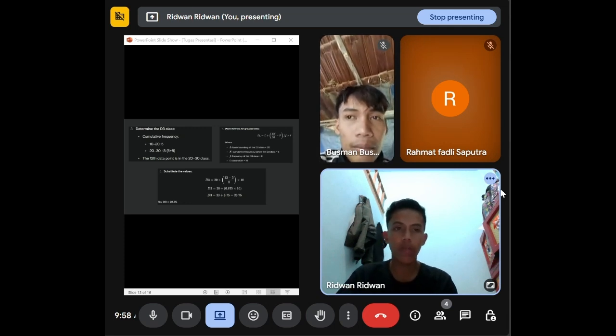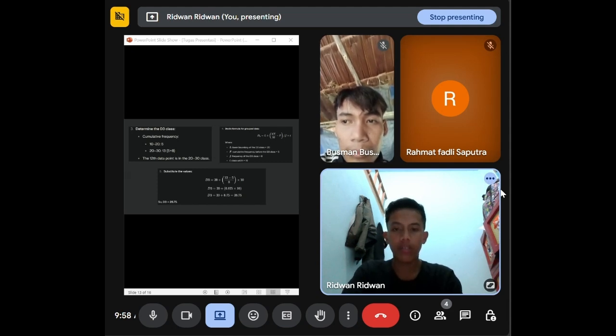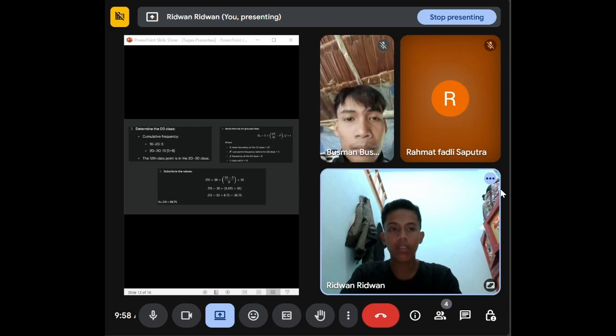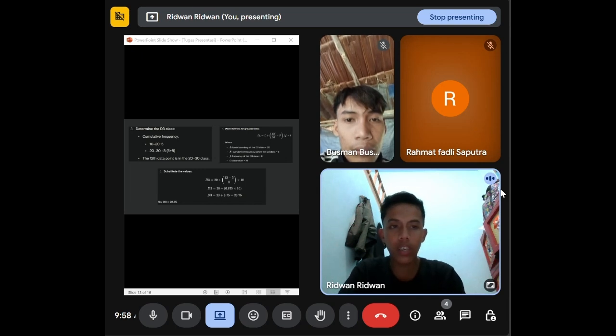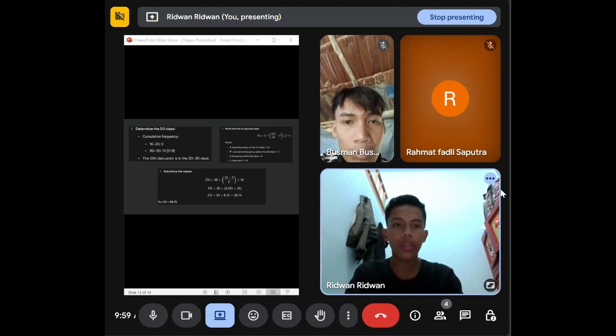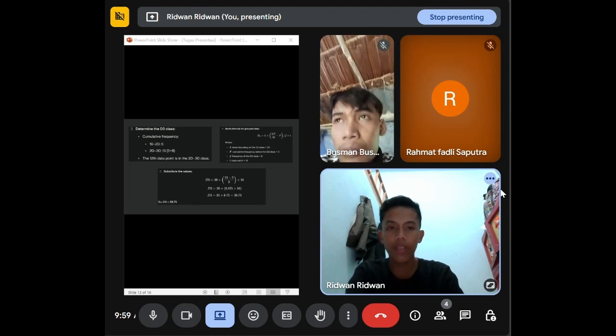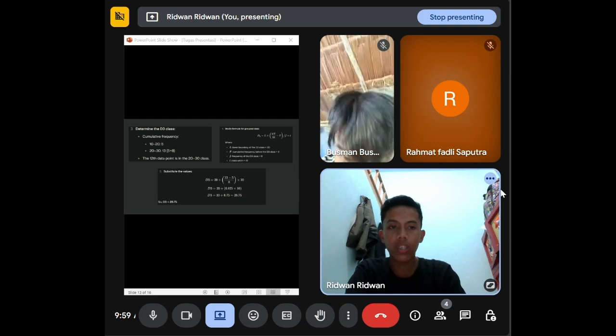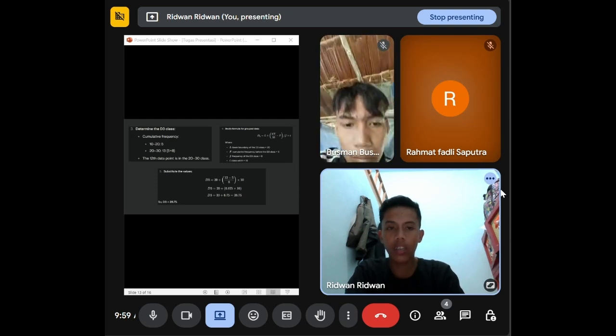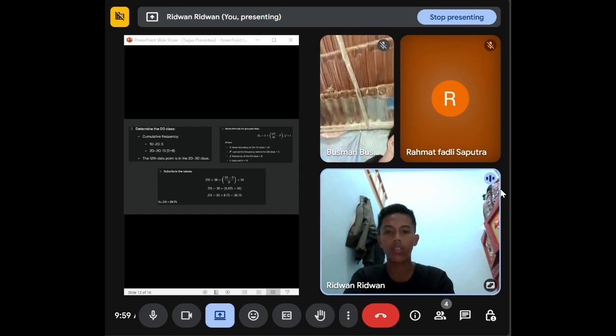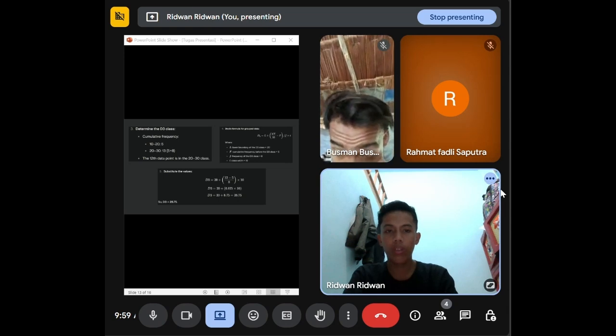Decile formula for group data, decile 3 equals L plus ((i times n over 10 minus F) divided by f) times c, where L, the lower boundary of the decile 3 class, equals 20, F, cumulative frequency before the decile 3 class, equals 5, f, frequency of the decile 3 class, equals 8, and c, class width, equals 10.